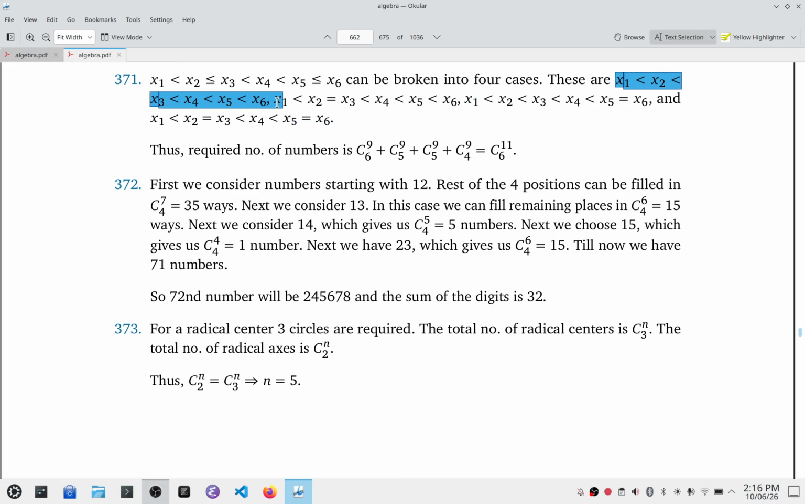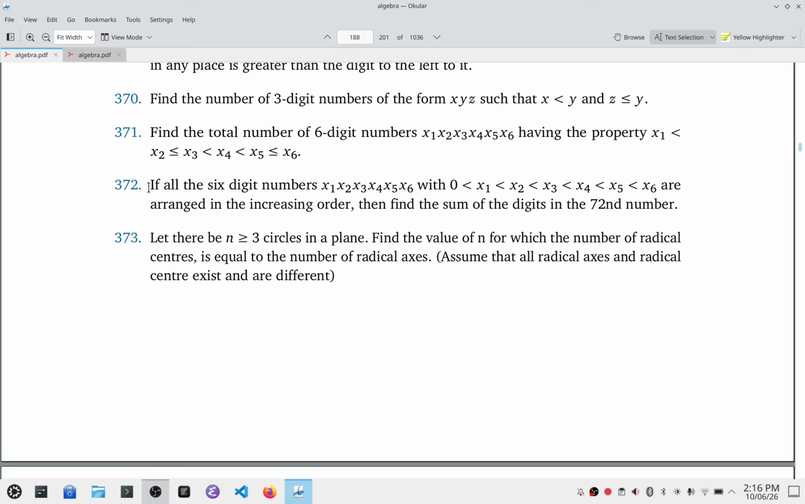So in the first case, we have to select 6 digits out of 9, that is 9C6. Then in this one we will select 5 digits, that is 9C5. In this one also we will select 5, so 9C5. In the last case we will select 4, so 9C4. You add them, you will get 11C6.